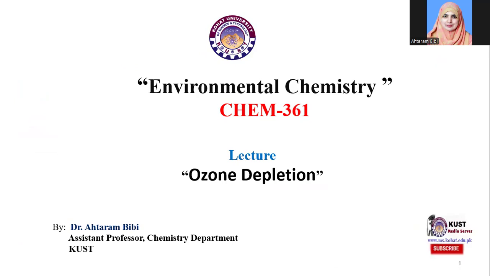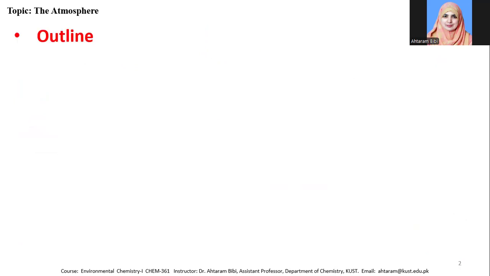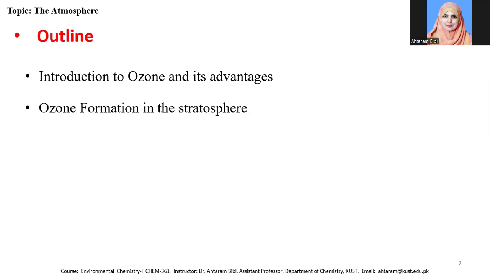In the last lecture, we discussed the atmospheric chemistry, atmospheric segment, and photochemical reactions of various atmospheric species. In today's lecture, I will talk about ozone depletion. So, the outline of today's lecture includes an introduction to ozone and its advantages, ozone formation in the stratosphere, which is also known as good ozone, and a discussion about ozone depletion.